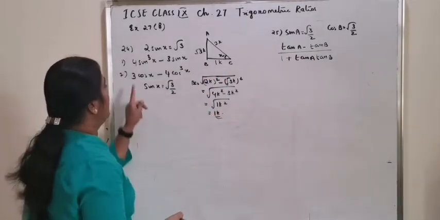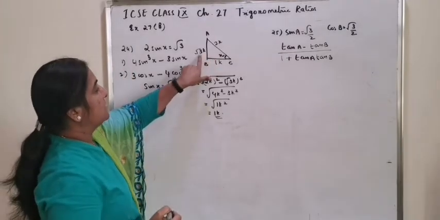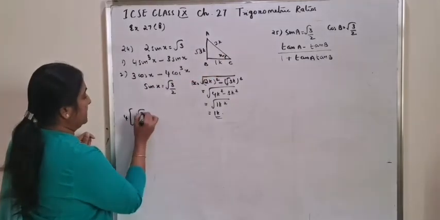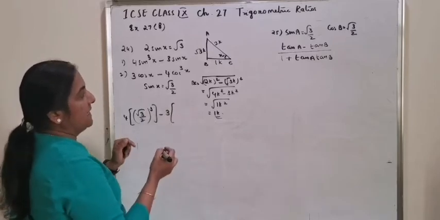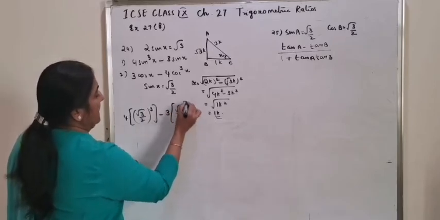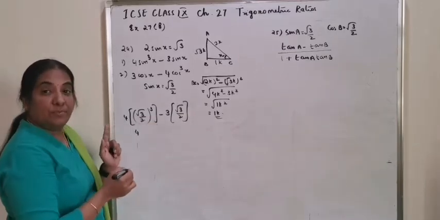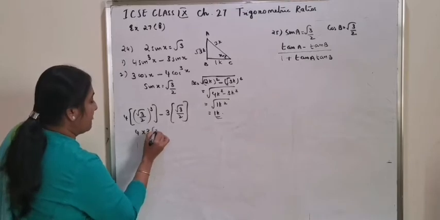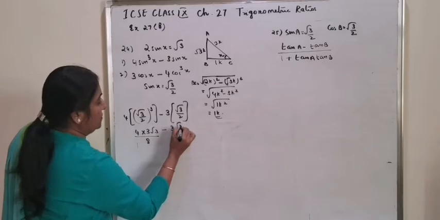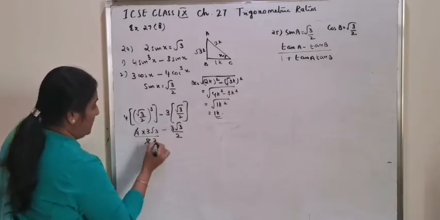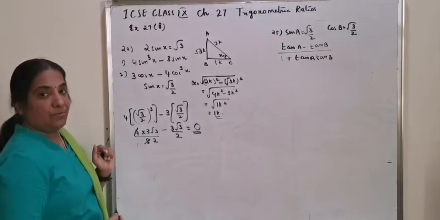It is 1k. Evaluate 4 sin cubed x. 4 into sin cubed x, which is root 3 by 2 the whole cubed, minus 3 into sin x. Sin x is root 3 by 2 again, which is 4 into root 3 cubed is 3 root 3 divided by 2 cubed is 8, minus 3 root 3 by 2, or 3 root 3 by 2 minus 3 root 3 by 2, the answer is 0.